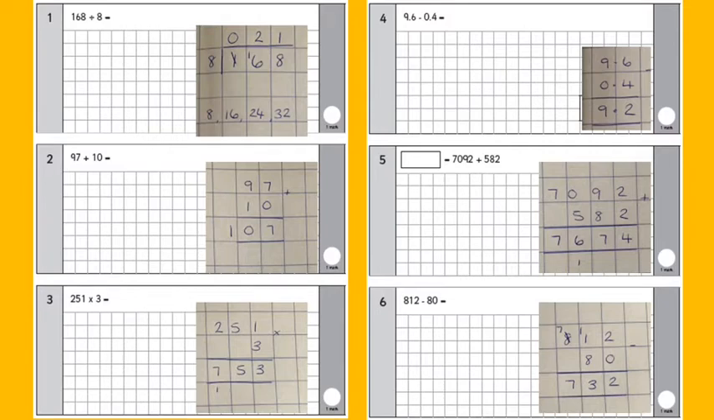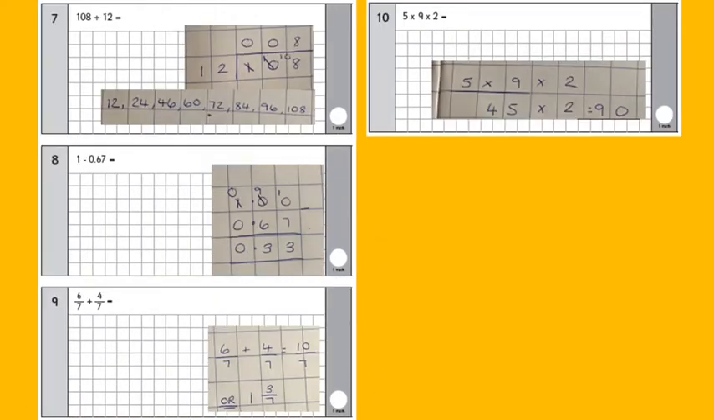Number 6, we've got 812 subtract 80. You could have done this one in your head, but because there's a lot of exchanging of values here, I would actually recommend just doing the method to make sure you've not made any silly mistakes. So for that one, it is 732.